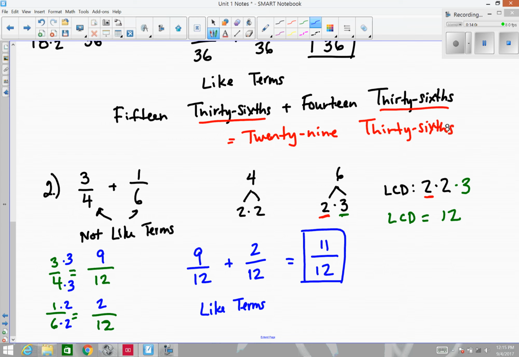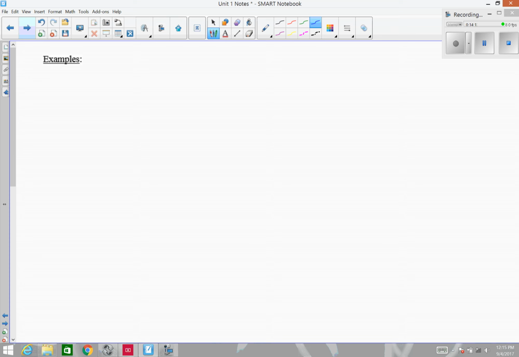All right, let's look at another example, and this time we'll look at a subtraction problem. So I've got some space on the next page. I'm going to do example number 3. And we are going to take 7 over 15 and subtract 3 over 10.